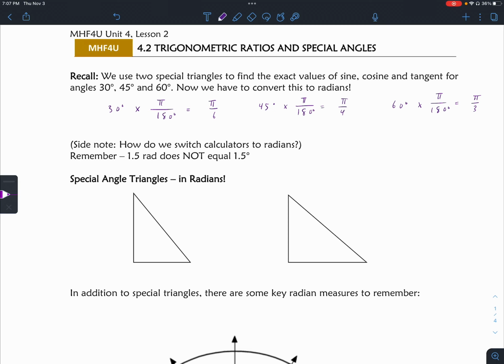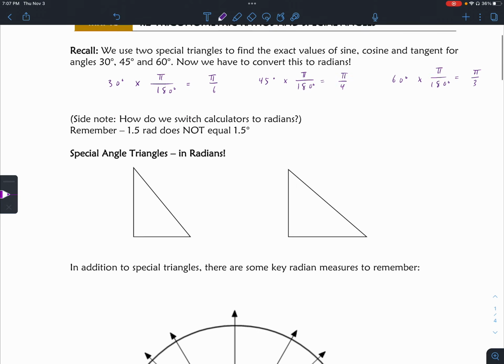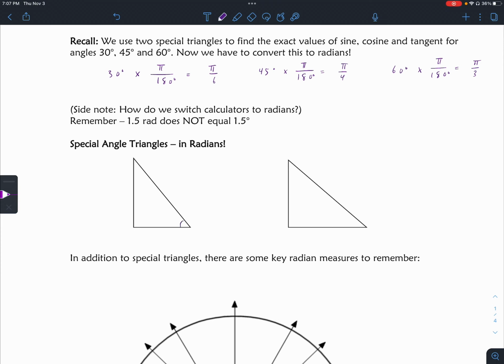Okay, so let's review the special triangles. There are two of them. And what I'm going to do is now use radians instead of degrees. At the top here we have 30 degrees, which is pi over 6 radians. Bottom right we have 60 degrees, which we now know is pi over 3 radians. And then 90 degrees is pi over 2 radians.